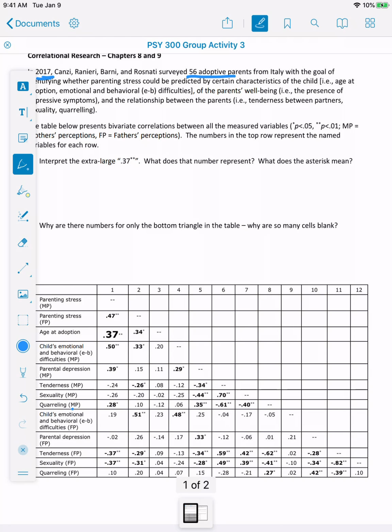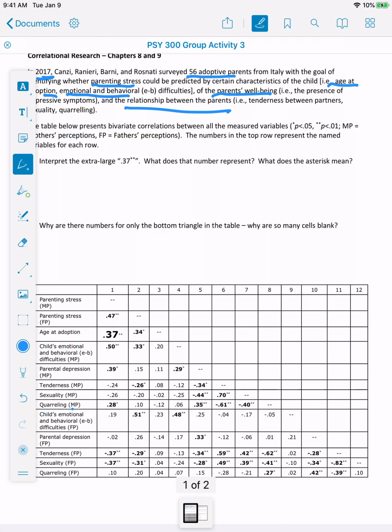surveyed or measured different things from 56 adoptive parents in Italy. There's a range of measurements these authors collected, including parenting stress, the age of the child at adoption, emotional and behavioral difficulties, the parent's own well-being, as well as the relationship between the parents.